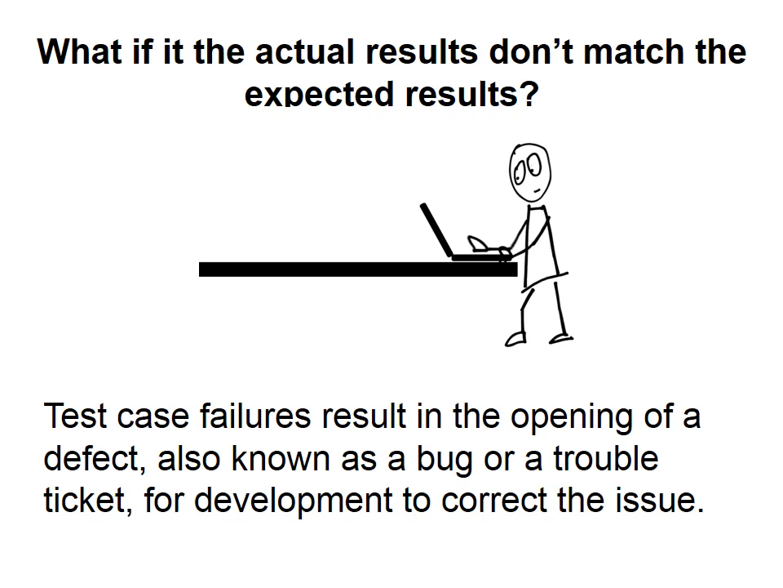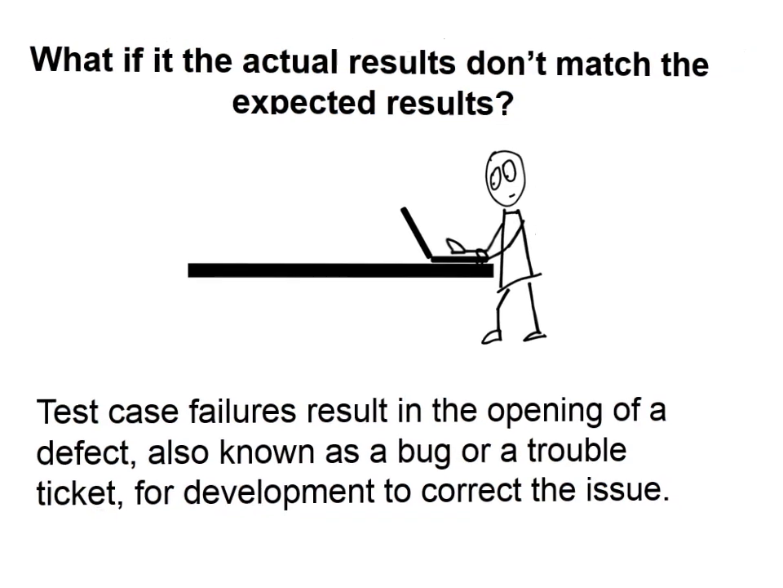But what if the test case's actual results don't match the expected results? This is known as a test case failure. It results in the tester composing a document known as a defect, bug, or trouble ticket. This is then assigned to development for investigation of the cause and to correct the issue. But this process will be covered in a separate presentation.